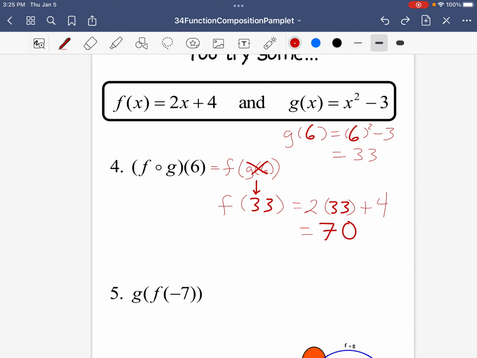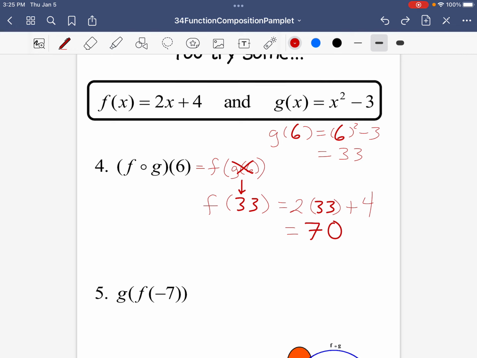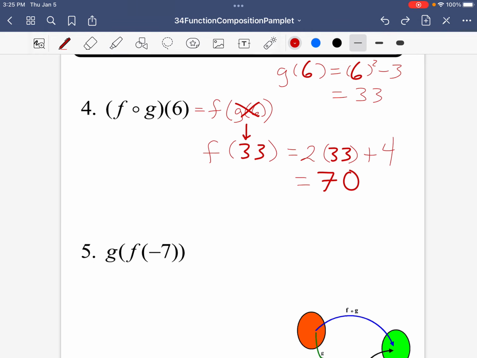Remember, you want to try. So don't just keep watching. Make sure you pause the video and then try. See if you can figure out each of these function compositions.